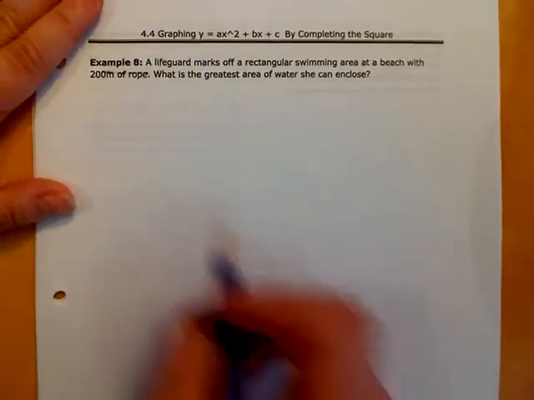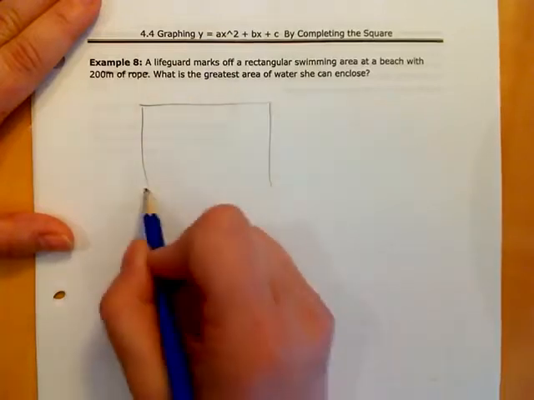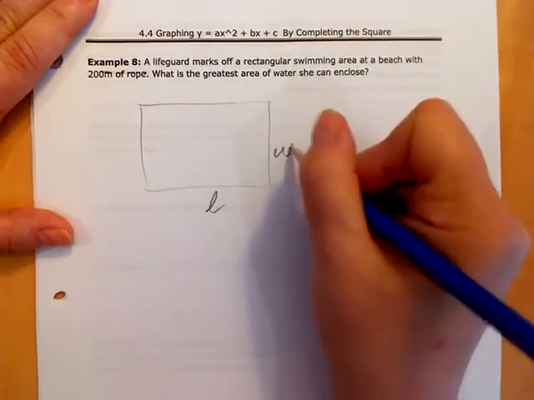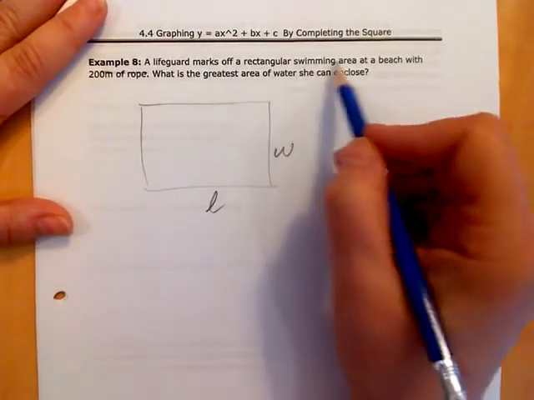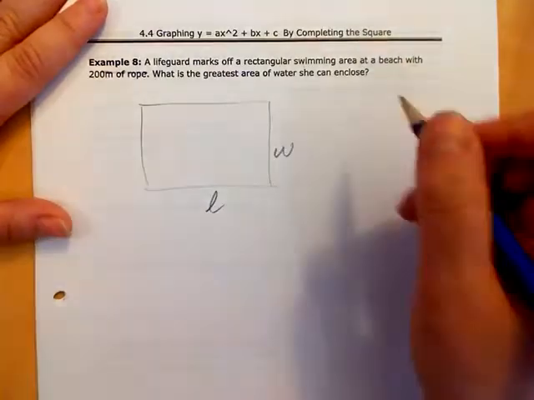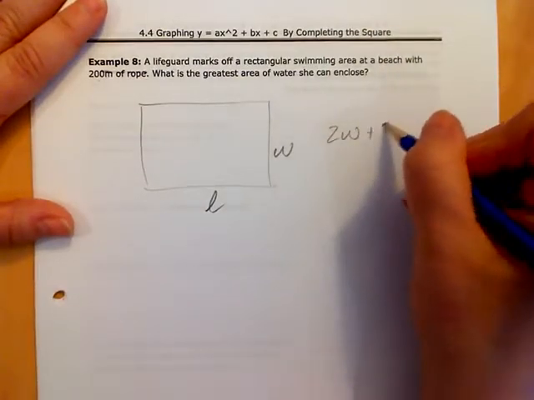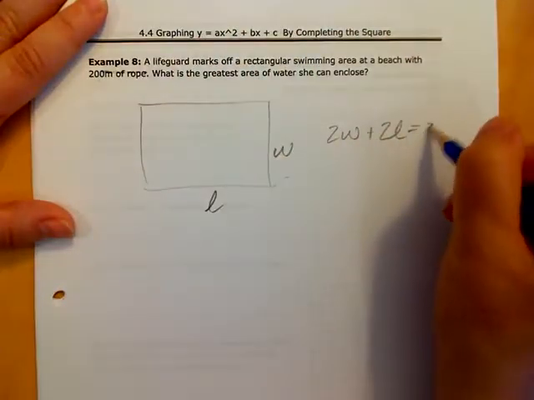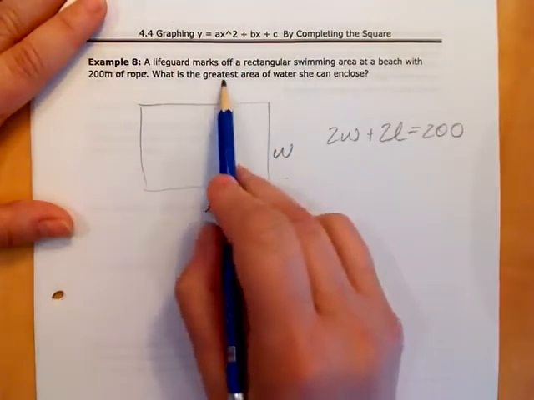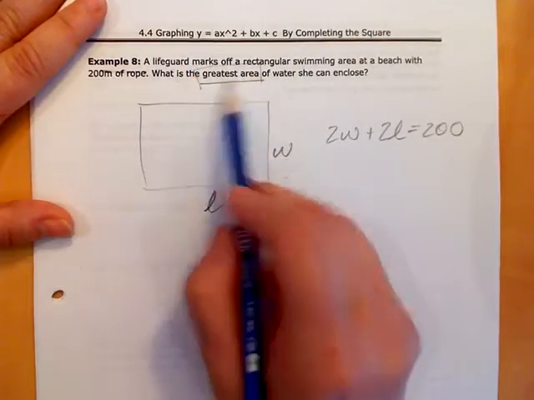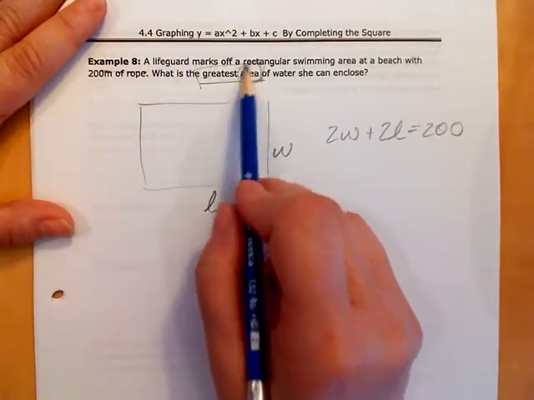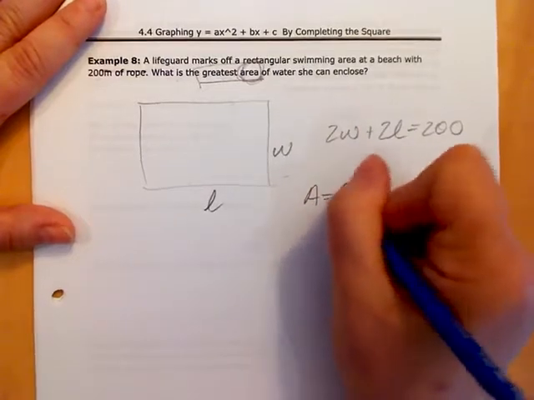A lifeguard marks off a rectangular swimming area at a beach with 200 meters of rope. What is the greatest area of water she can enclose? So we've got a rectangle. Yes, your teacher will expect a diagram. So let's call this length and let's call this width. So that means there's 2 widths of rope and 2 lengths of rope to go all the way around, and there's 200 meters to do it. What is the greatest area? So we need to find the area equation. Area is length times width.